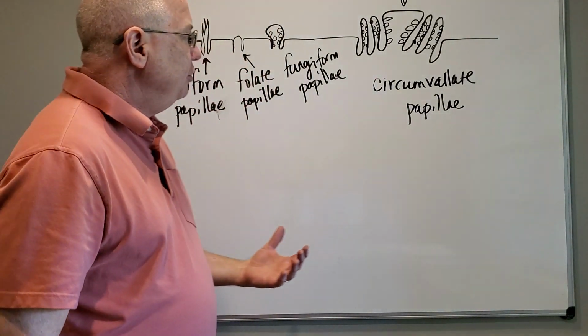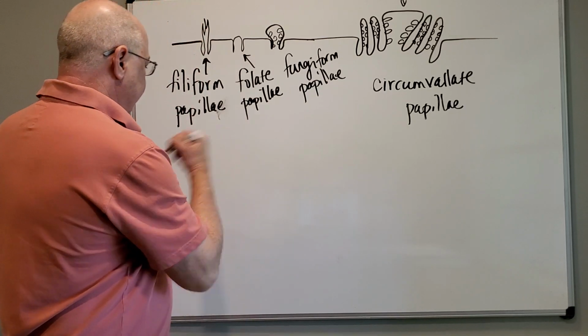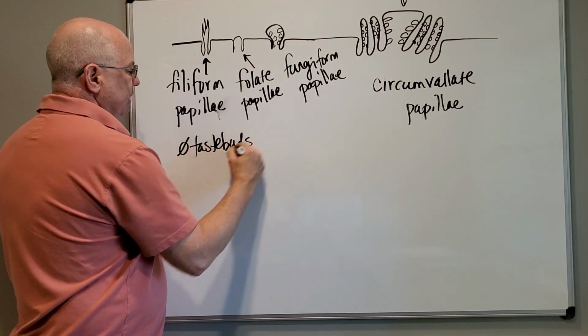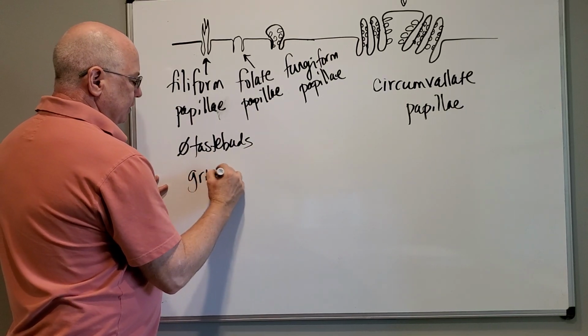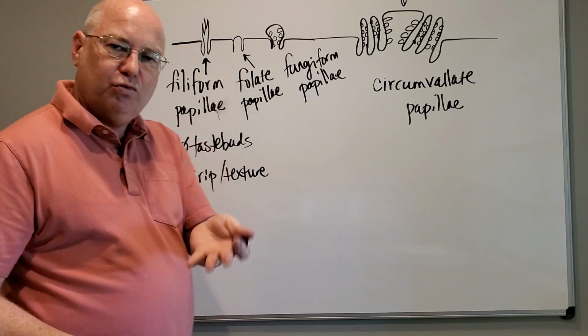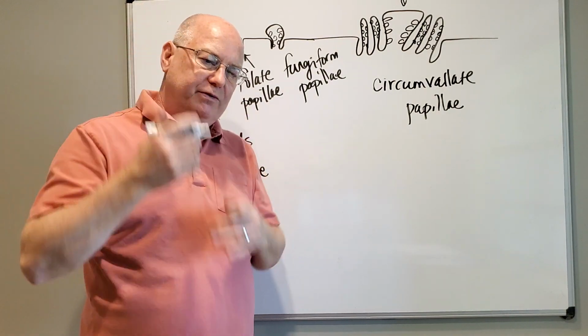Now, all these different papillae are located in specific locations on the tongue. But ultimately, what you need to know is that the filiform don't have any taste buds. So they're not functioning at taste. They do grip, and they can detect texture. This is what makes a cat's tongue rough, is that they can stick their tongue in a liquid, and the liquid sticks to these, and it pulls some of it in.